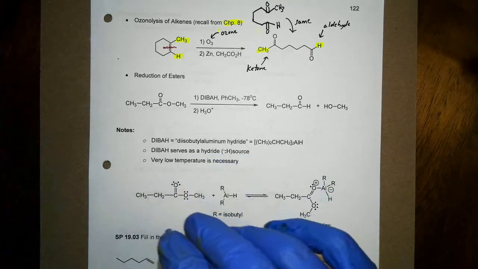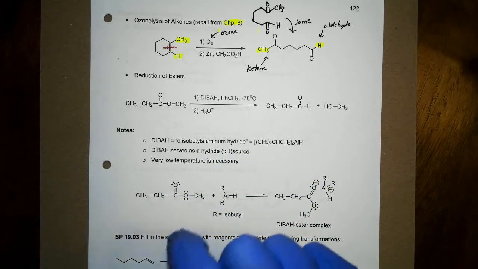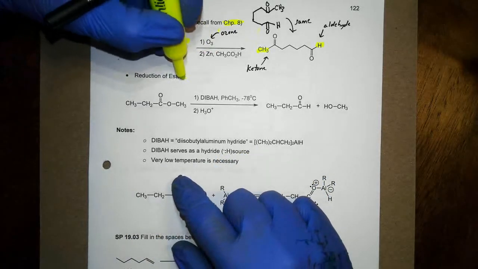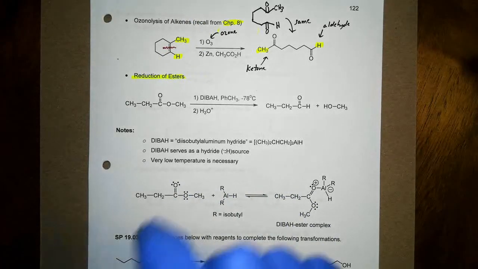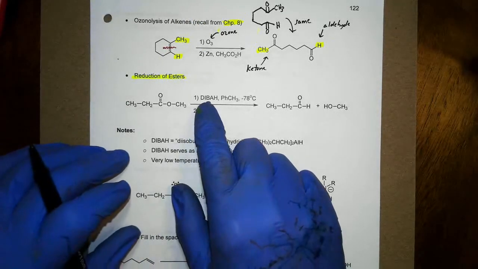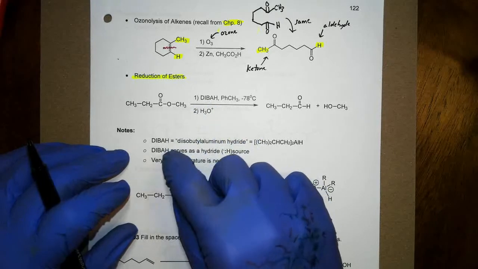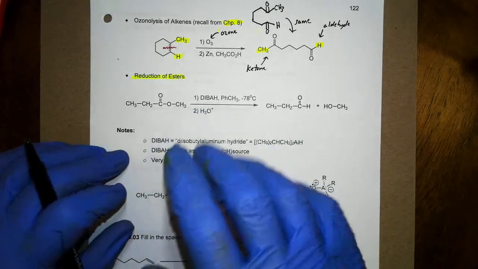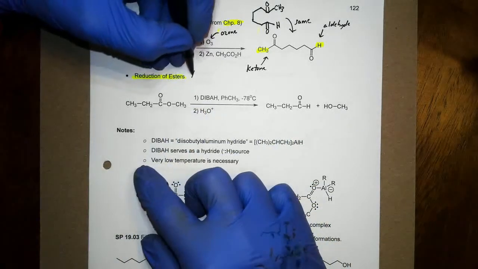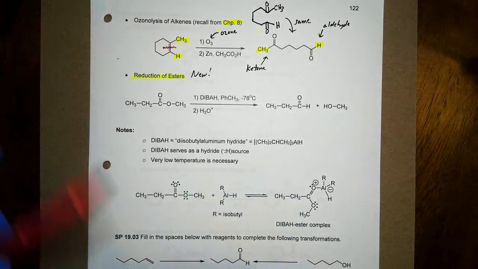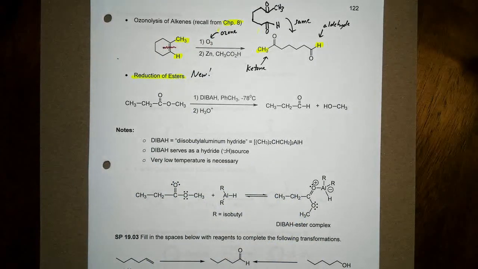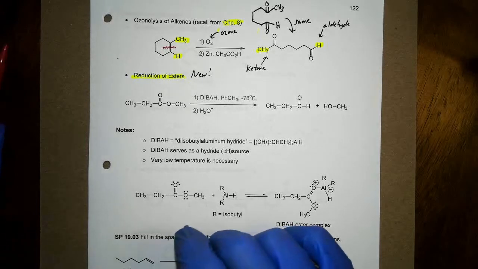This next example is brand new to you. You might say, no, we had reduction of esters back in chapter 17. But you didn't have it using this particular reagent. So let's take a look at this one. This is the new reaction for you. You haven't seen it before. But I want you to take notice of what you see on the reaction arrow.